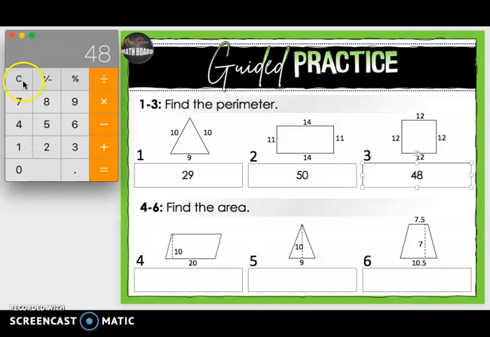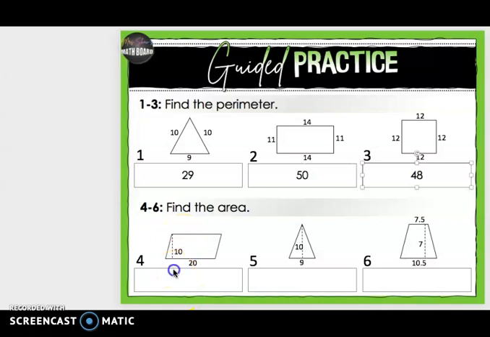Okay, then going down to the area, for this parallelogram, we're going to say the base times the height, so 20 times 10, which we can just do that in our head. So 20 times 10, we know 2 times 1 is 2. Then we just add the 2 zeros, so 200.